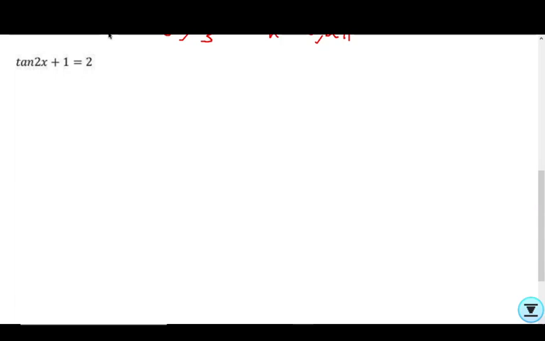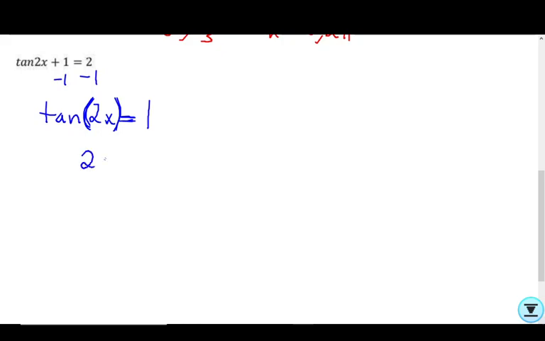So the first thing I'm going to do in this one is subtract 1 from both sides and get tangent 2x equals 1. Now, I cannot divide by 2 because this is technically in those parentheses. And I think this is where a lot of my students tend to mess this one up, where they try to divide both sides by 2 to get rid of that 2. But we have to get rid of the tangent first before we can divide by 2.